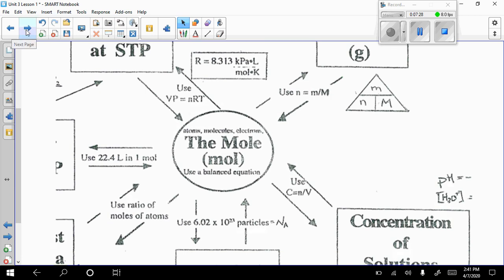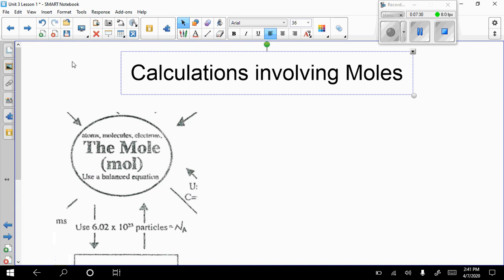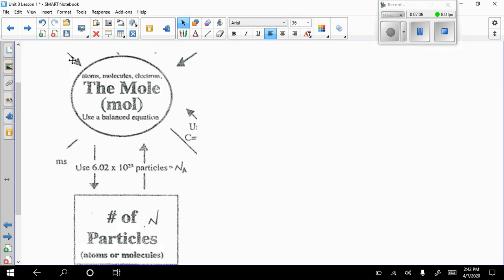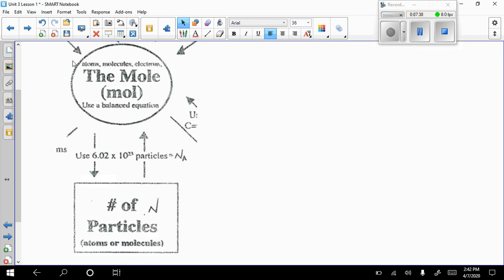Now, for this lesson, we're only interested in one small part of the hub, and that's the center and the bottom section. So I've pulled that one little section out to focus in on. So the mole is the center, and we're going to use a letter to represent the mole. We're going to use the little letter n to indicate the mole. We're going to use a capital N to represent the number of particles of a substance.